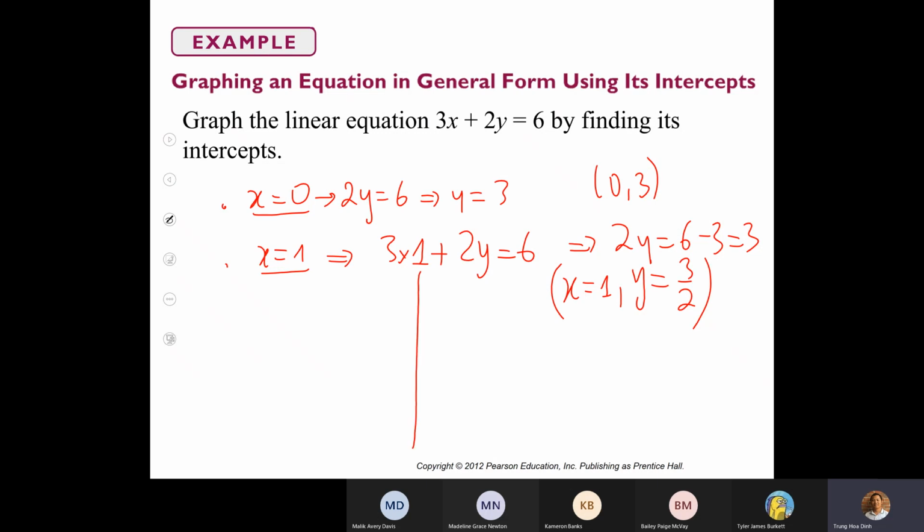All right, let's draw them. X and Y, 0 in here. X equal to 0, Y equal to 3. We don't have a good scale, but it's fine. Suppose we have that. X equal to 1, right here, and Y equal to 3/2. 3/2 is half of this, right? Second point. Done.